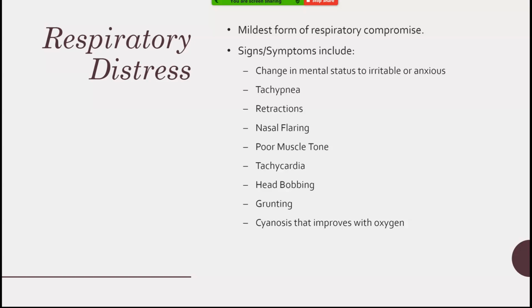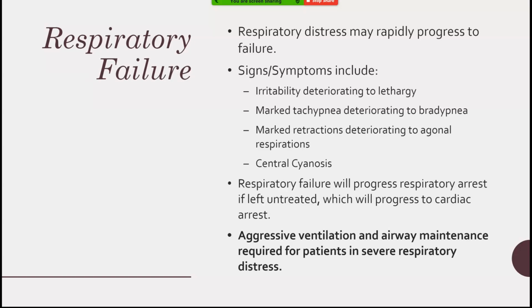Head bobbing, we talked about, is really bad. Cyanosis, okay? And I'm not talking about the newborn acrocyanosis where their hands and legs are kind of bluish, but full cyanosis. Baby is blue, baby is grayish, okay? These are signs of respiratory distress that are important to know.